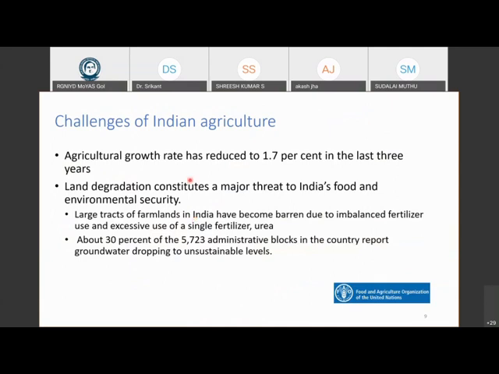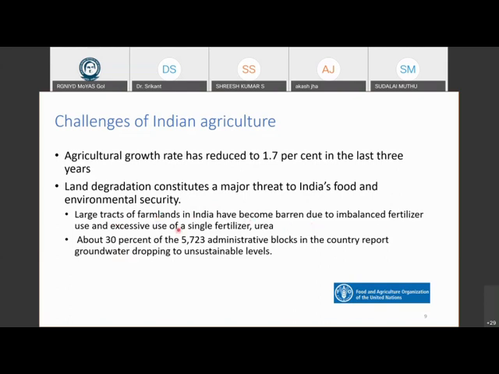So agricultural growth rate has reduced to 1.7%. This is from the Food and Agricultural Organization. But my slide may be a couple of years old, so it's possible that now it's not so bad. But some of these are serious problems. Land degradation, for example, is a major threat to India's food security. You can see that about 30% of the blocks in the country report that groundwater has gone to unsustainable levels, and large tracts of farmland have become barren due to imbalanced fertilizer use and excessive use.